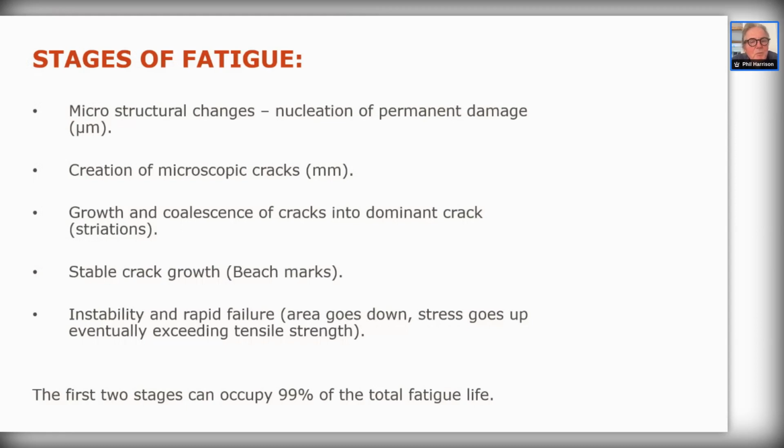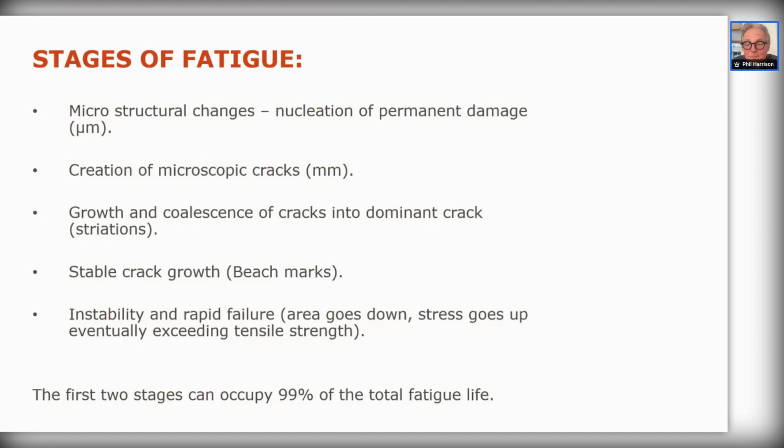And these cracks then become millimeters and then form these dominant cracks, which are striations, which in turn keep moving through and form the beach marks. And then eventually the cross-sectional area of the material is too small to be able to allow one cycle of movement. But the first two stages can be 99% of fatigue life, or if you have something with a deep scratch in the material, or for example a weld, you might have overcome this stage and you might be 50% of the life is occupied by these.